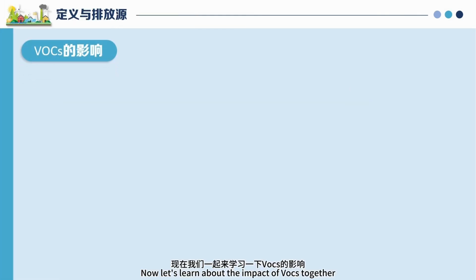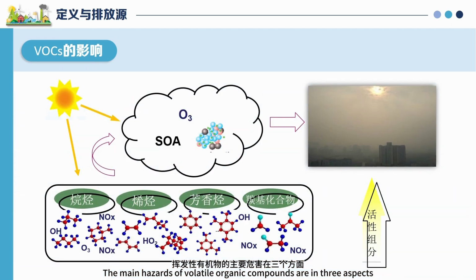Now let's learn about the impact of VOCs together. The main hazards of volatile organic compounds are in three aspects: hazards to the atmospheric environment, hazards to ambient air, and hazards to human and animal health. Common haze in recent years is because volatile organic compounds enter the atmospheric environment and cause a certain degree of harm to human health. VOCs in the atmospheric environment undergo photochemical reactions, forming photochemical oxides such as ozone, which seriously impact atmospheric quality and ecological balance.